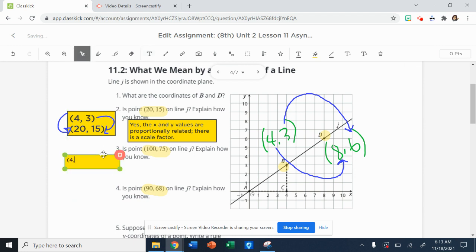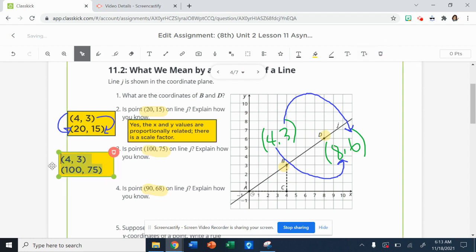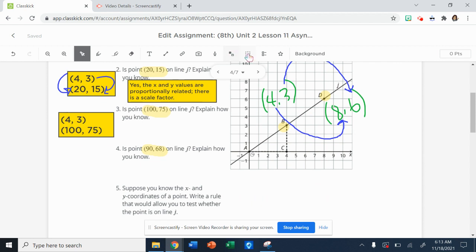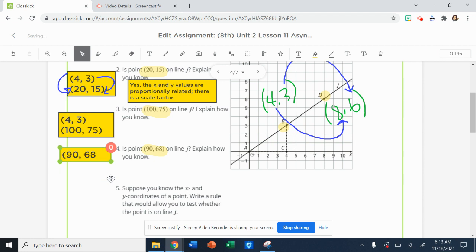In question 3, you're comparing 4, 3 and 1, 7.5. And of course, you didn't have to use 4, 3. You could have also used 8, 6 to compare. But then in question 4, you would be comparing 4, 3, or any of the other coordinates you know to 90, 68. So if you need another second to make sure that you've got those answers to questions 3 and 4, you can pause the video again.